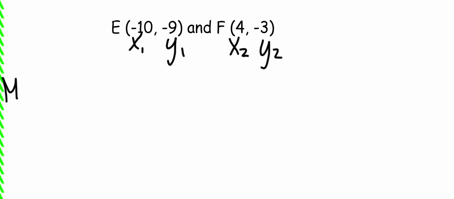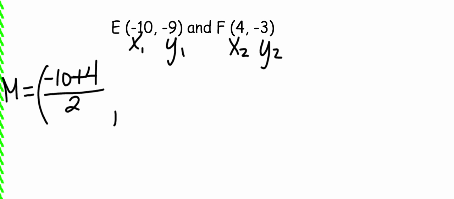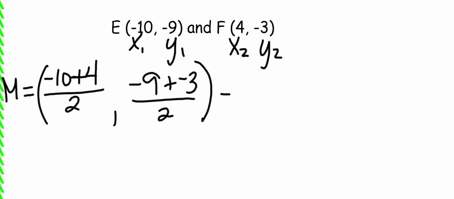I have point E, which is (-10, -9), and point F, which is (4, -3). I'm going to label x1, y1, x2, y2. And then I just need to plug them into the formula. x1 is -10 plus x2 is 4 divided by 2. Then I have -9 plus -3 divided by 2.